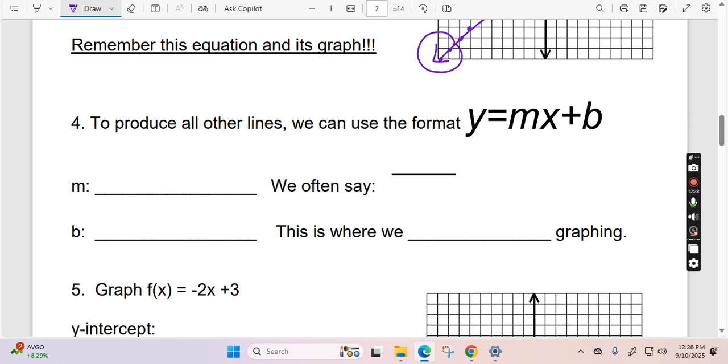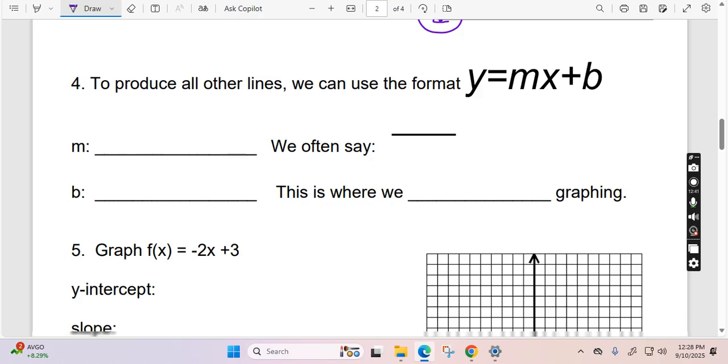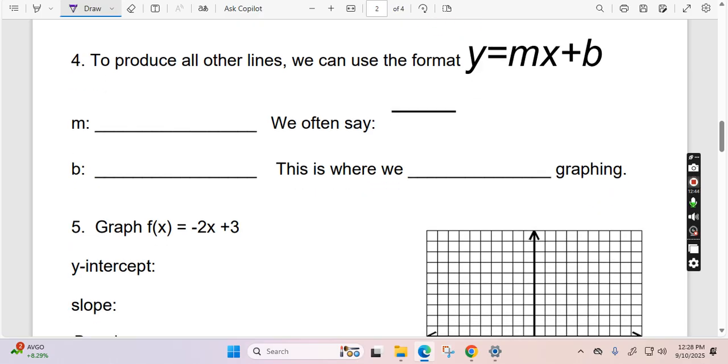Remember this equation and its graph. Don't forget it. Okay? So, to produce all other lines, we can use the format y equals mx plus b. Where did you learn that from? You should have learned it in the 8th grade. Okay, that is the only thing I remember from 8th grade was y equals mx plus b. Alright? So, we said it a while ago, what does our m represent? Slope. Okay, and what does b represent? Our y-intercept.